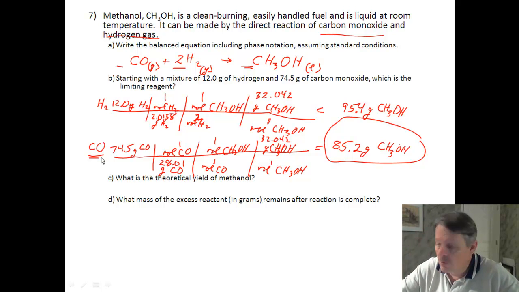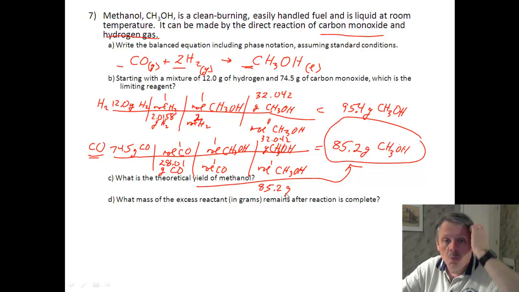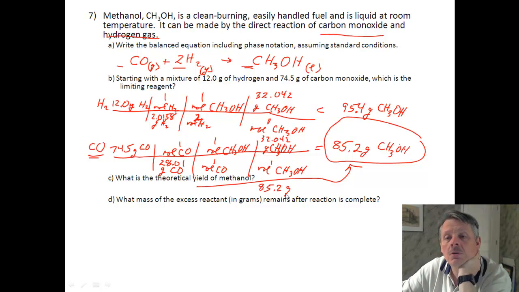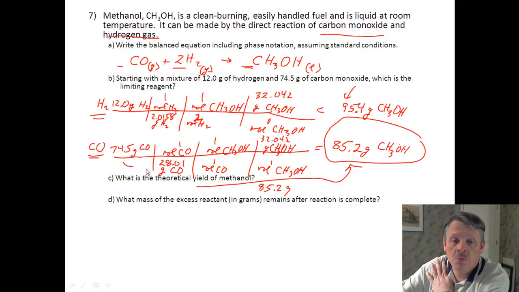Right, so what's our theoretical yield? Our theoretical yield is right there. It's 85.2 grams of methanol. Now, what mass of the excess reactant do we have? Well, we didn't use all the H2. Because H2 could have made more methanol, but it didn't make more methanol because we ran out of carbon monoxide. So we take the 95.4, because we want to figure out how much we have left over. We take the 95.4 grams, and we subtract the 85.2 grams, which we actually got, right? And we get a total of 10.2 grams of methanol.